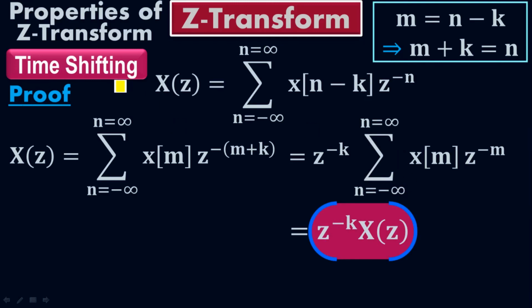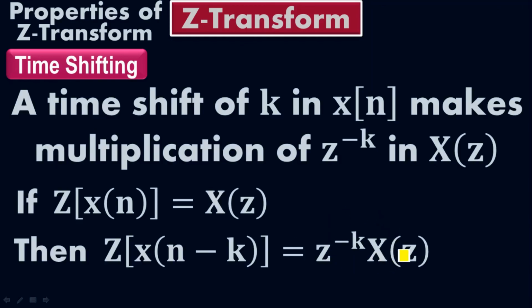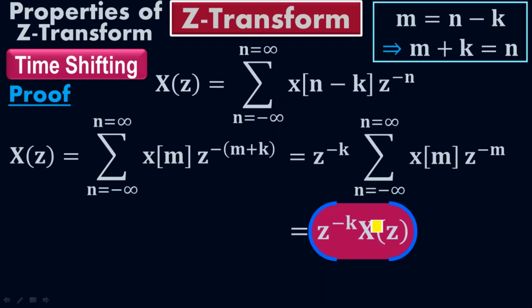According to the time shifting property, if you have the time shift of k in the x of n, we're going to have the product of z to the negative k with the Z transform. So there we got z to the negative k times x of z. And that's what we were trying to prove here, that when you do the time shift of k in x of n, its Z transform equals z to the negative k times x of z. And we saw it here in the mathematical proof.